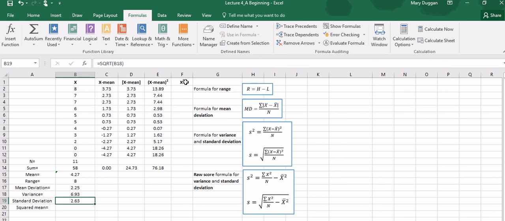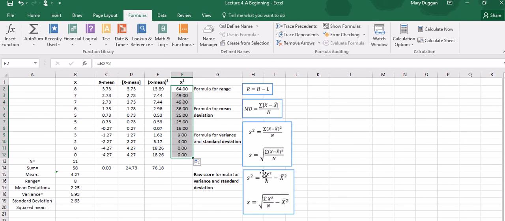So I can create an x squared column, and I can square the scores themselves by putting an equal sign, the score, if you will recall, we'll put a caret and the number 2, and we have 64. And I know that 8 times 8 is 64, so I've done that correctly. I'm going to go ahead and pull that all the way down. So these are the squares of all the scores.